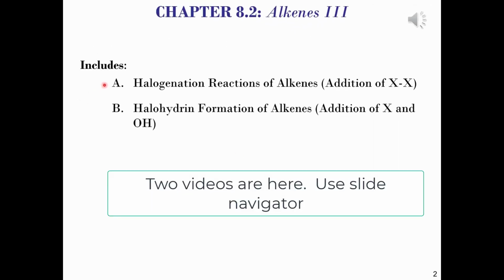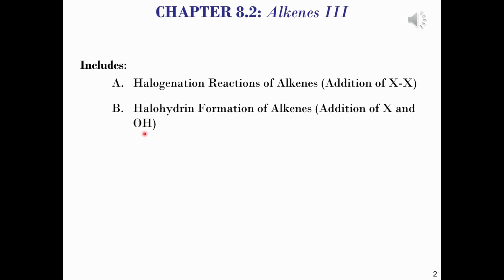The first looks at the halogenation reactions of alkenes, and this involves the addition of a diatomic halogen across a pi bond, and in the second video we'll be discussing the formation of a halohydrin, and this involves the addition of a halogen and an alcohol group across a pi bond.